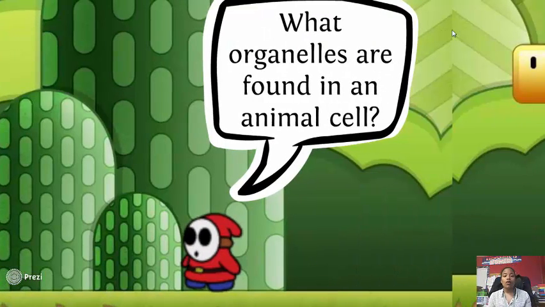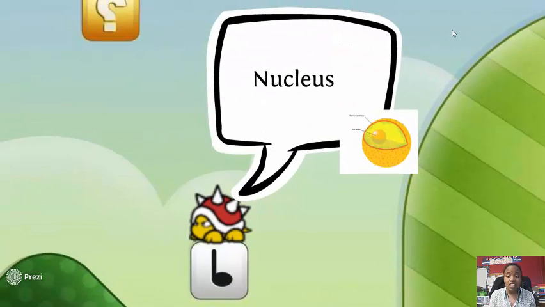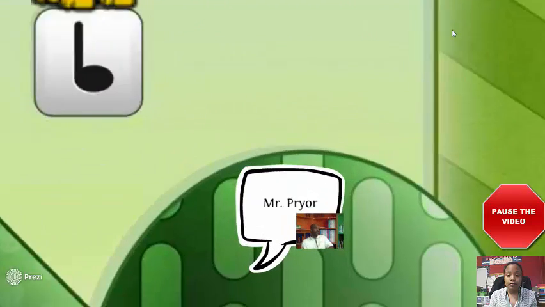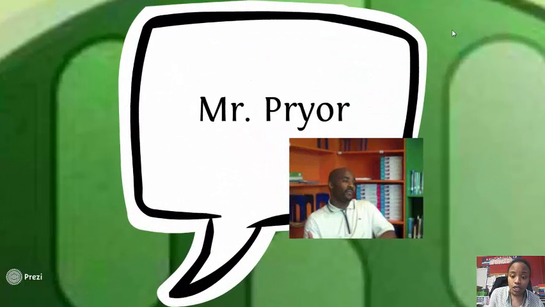All right, so what organelles are found in an animal cell, you ask? That is a great question. The first organelle at the center of an animal cell is called the nucleus. The nucleus controls what happens inside of the cell. Mr. Pryor directs and controls what goes on inside of our school. So if our school was our cell, Mr. Pryor would be our nucleus.